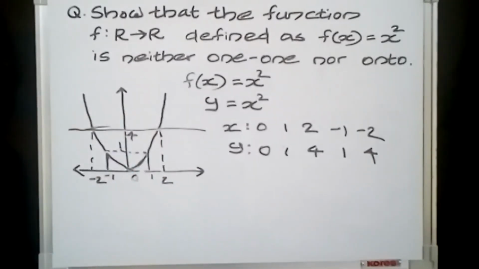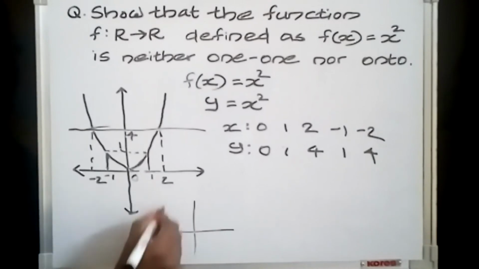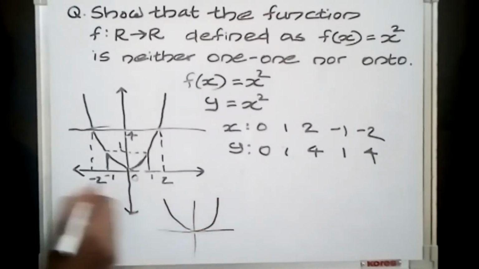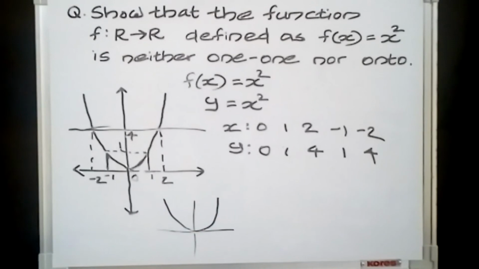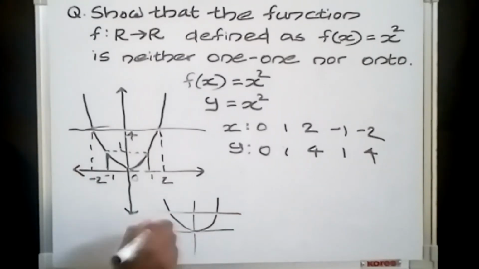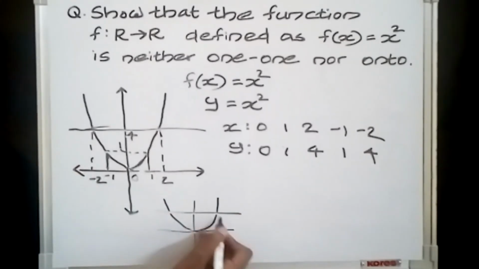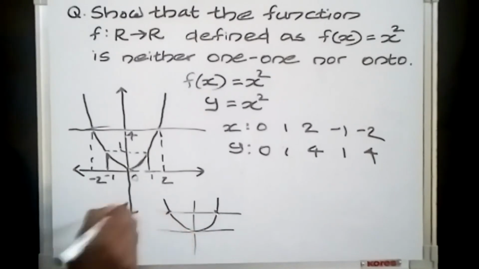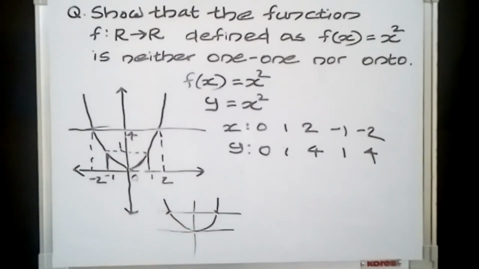Therefore, 2 and minus 2 have the same y value. Thus, the parallel line test helps us to check whether the function is one-one or not. I think you have got the point. To check whether a function is one-one, we have to draw the graph of the function. It is a parabola here. If we draw a line parallel to the x-axis and if it cuts at more than one point, it is not a one-one function.